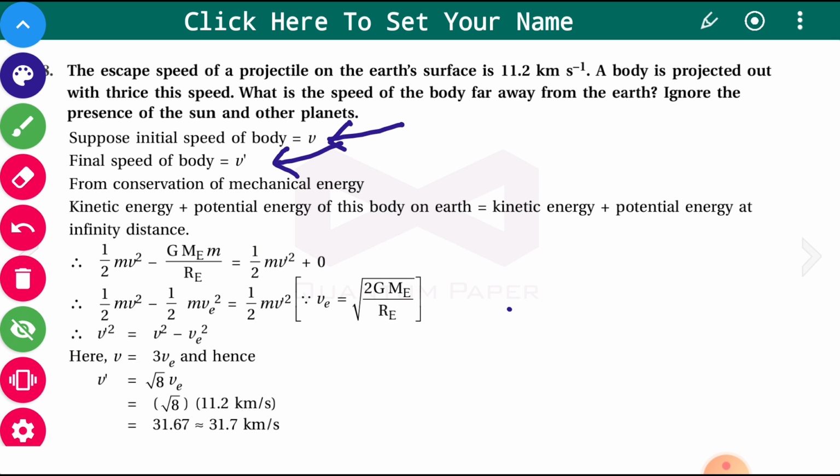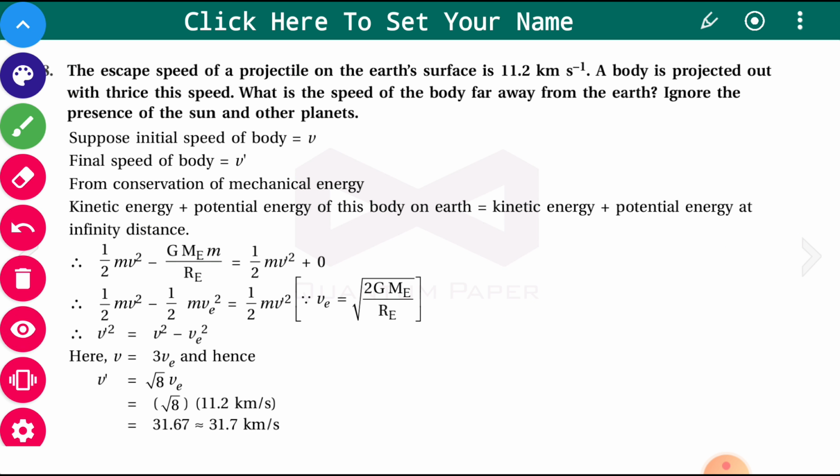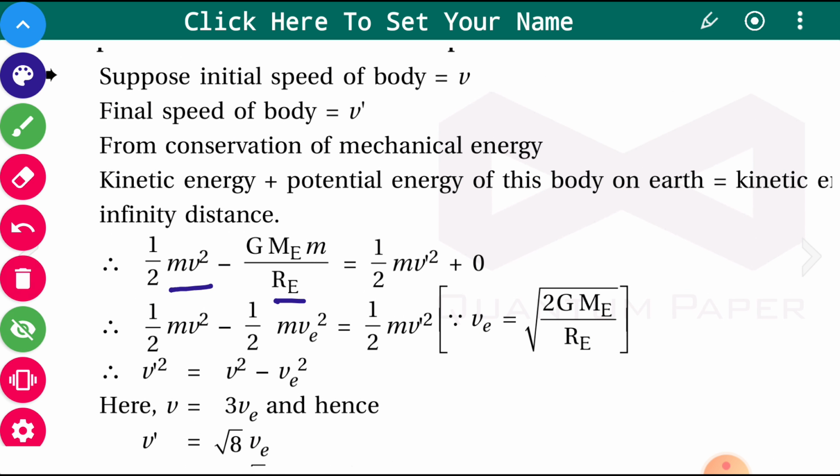When the object is on the surface of the earth, it has two energies, kinetic plus potential energy. Finally, when it goes very far away, the potential energy becomes zero and kinetic energy only remains with it. So this step gives you this idea that initially it has both kinetic plus potential energy, finally it is having only kinetic energy. Now as you know, VE is under root 2 GME upon RE.